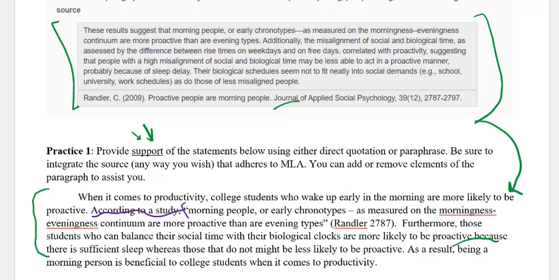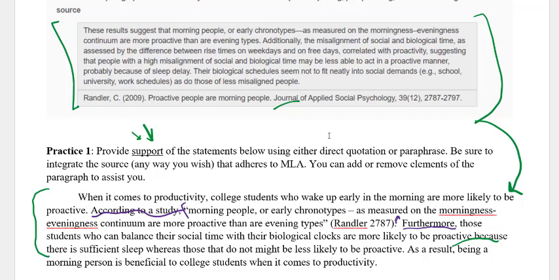So furthermore, those students who can balance their social time, we can add to that, but we can also include a sentence or elements to the paragraph to assist. So we can explain this, which you would probably want to do before adding, because this is going to need additional support as well, right? From up here or somewhere else for that matter. Okay. So you can also do a paraphrase if you wish, but essentially I'm asking you to incorporate, and again, this is demonstrating support for information.